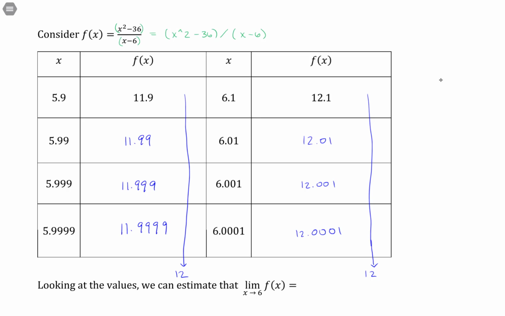And since the limit from the left and the limit from the right agree with one another, that limit exists and is equal to 12.